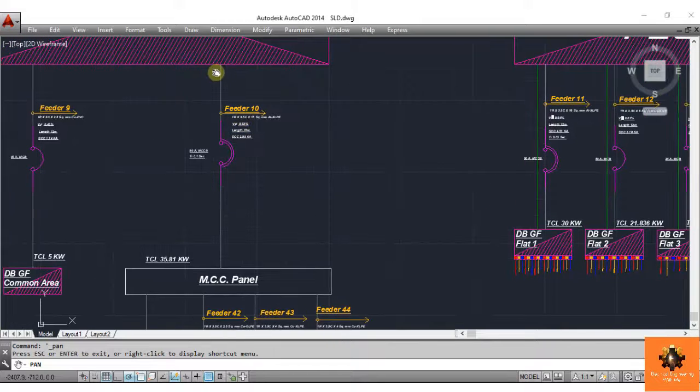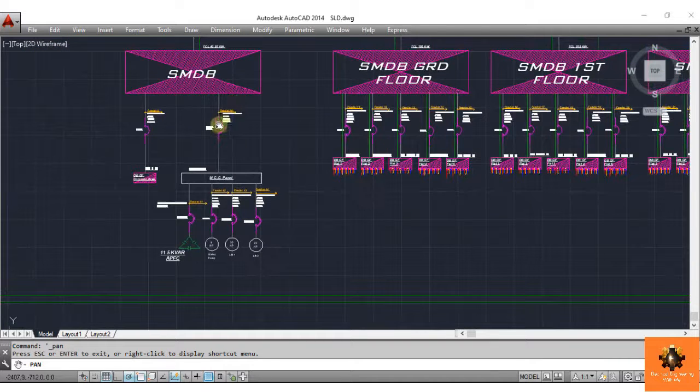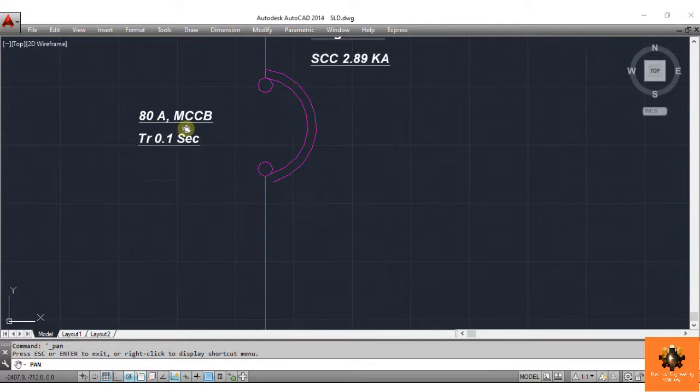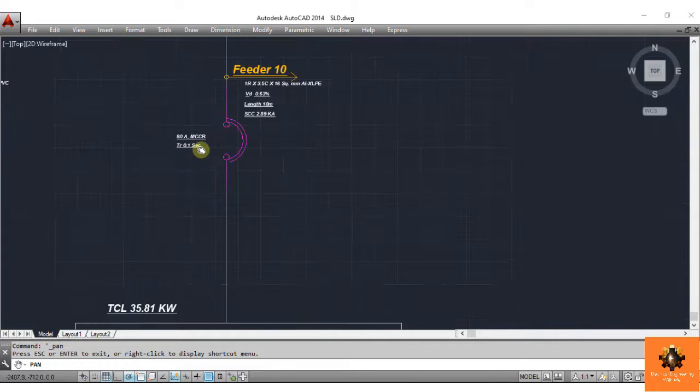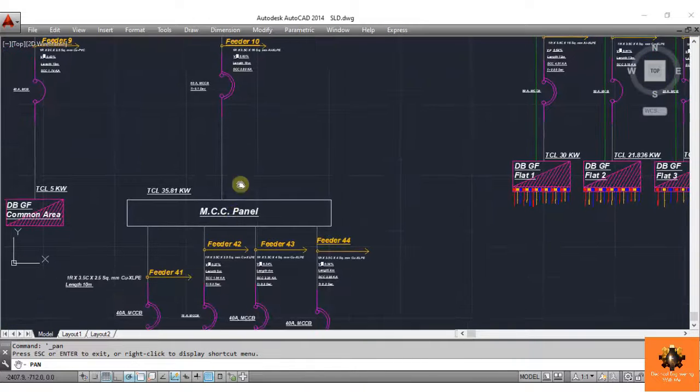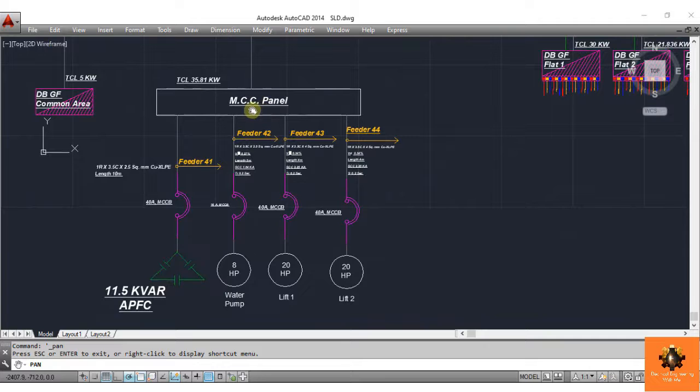Then this MCCB is connected in between to protect this part of the complete system, and the size of this MCCB is 80 amperes with the tripping time of 0.1 second. Okay. Next come to the MCC panel. MCC means motor control center panel. Basically, this is used to control all the electrical motors centrally.